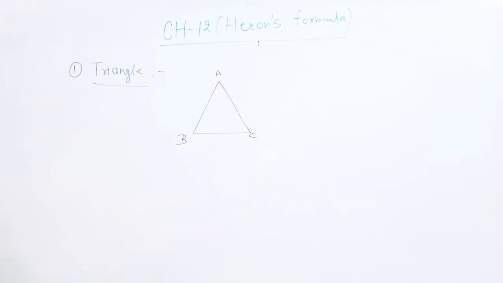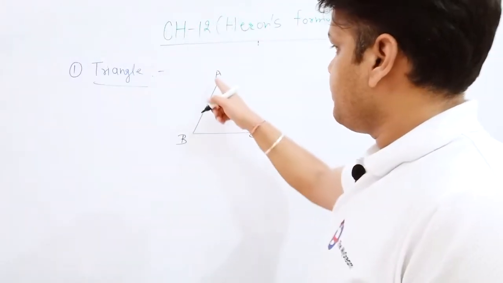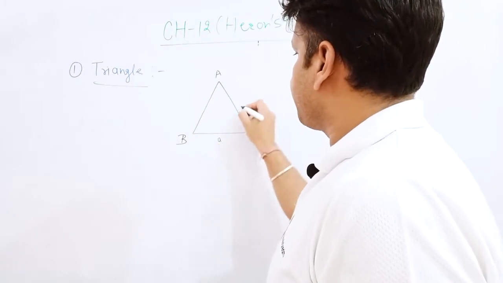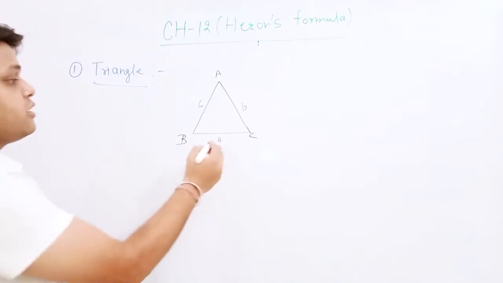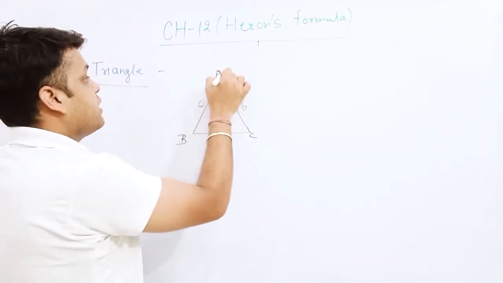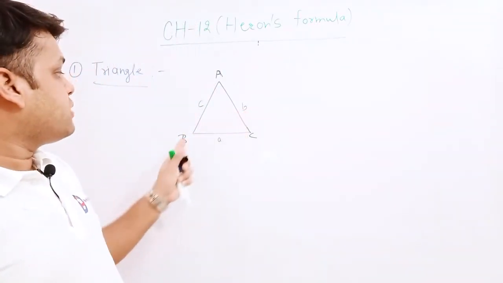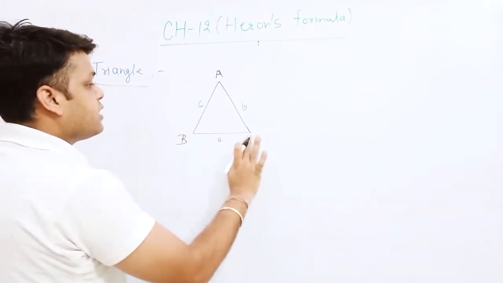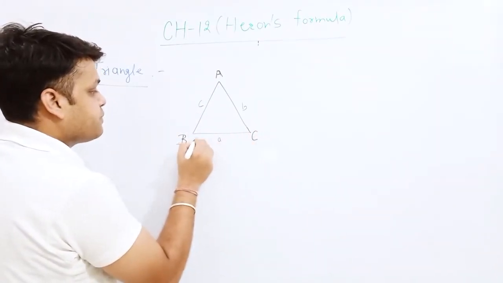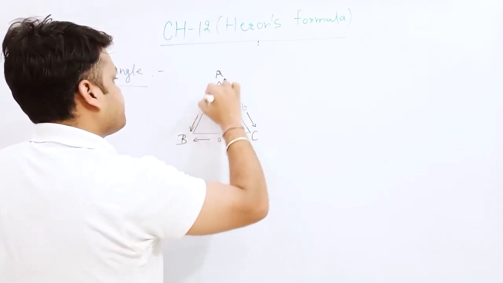Now there are some points regarding the triangle. First point, there are three sides, small a, small b and small c. So first of all, small a is what? The side opposite to vertex A. Small b is the side opposite to vertex B. And small c is the side opposite to vertex C. These are the lengths of the sides.